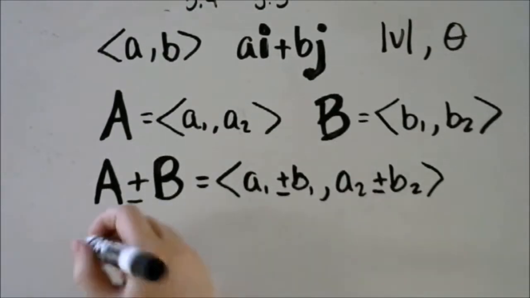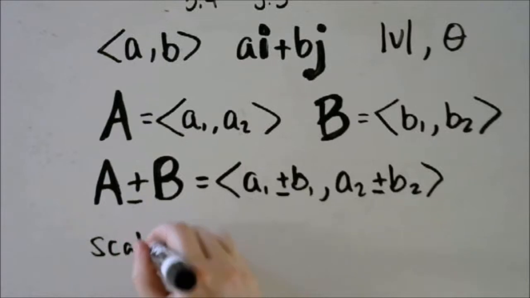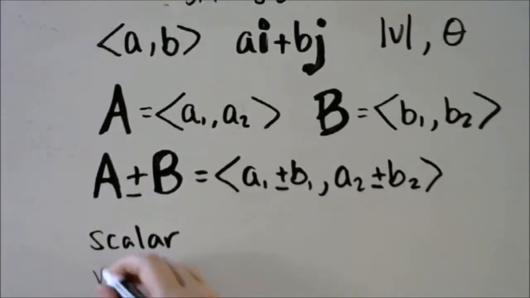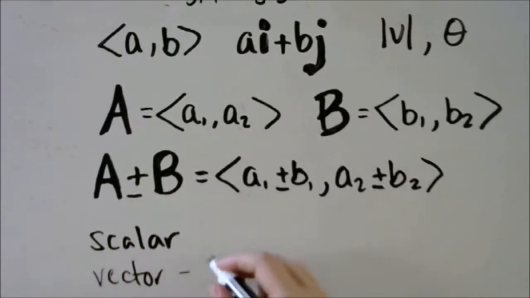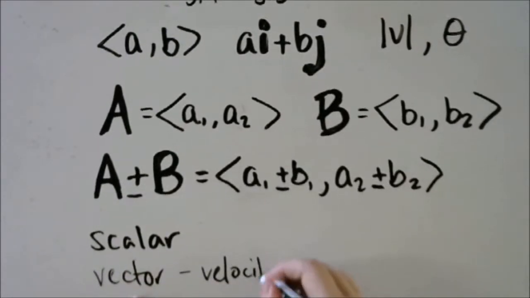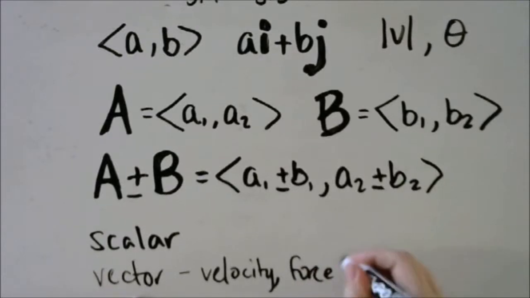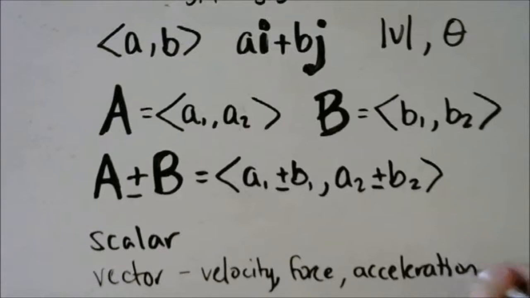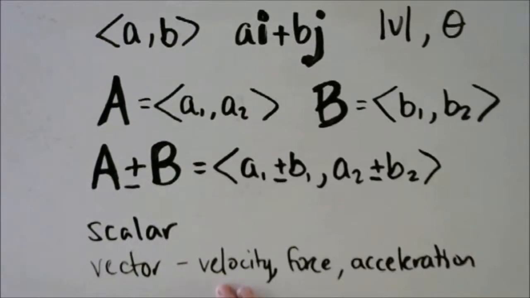So we need to talk about what a scalar is. A vector is a quantity that has both magnitude and direction. So think of a vector as velocity, or force, or acceleration. These are all things that have a magnitude and a direction. For example, velocity has speed, force is measured in newtons, and acceleration is measured in meters per second squared or some other set of units.